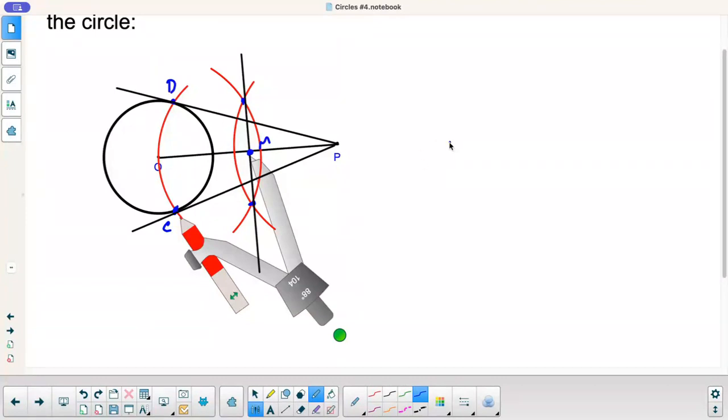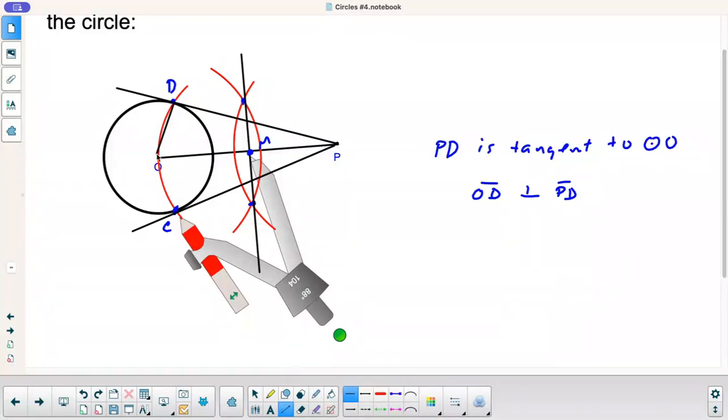Obviously, line PD or ray PD is tangent to circle O. And also, technically, I guess we learned this earlier, OD is perpendicular to PD, because that's a radius right there. Although I don't have the radius on here, if I were to draw it there, you can tell that it sure looks perpendicular.